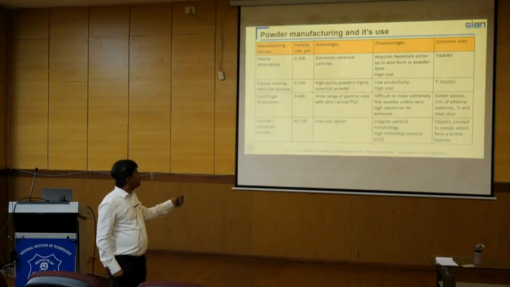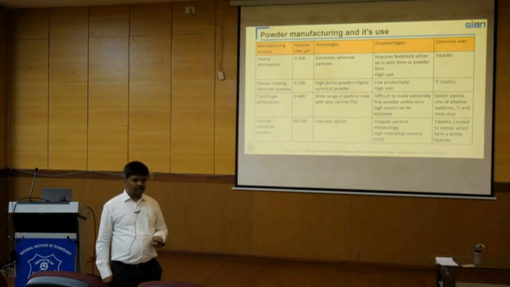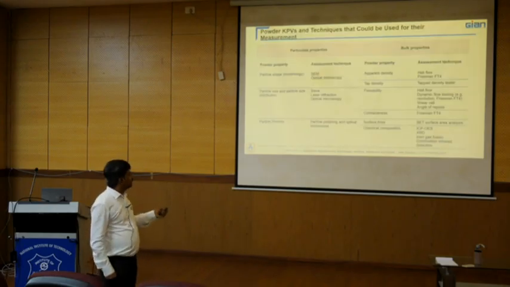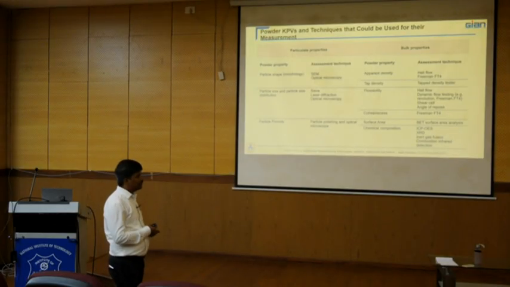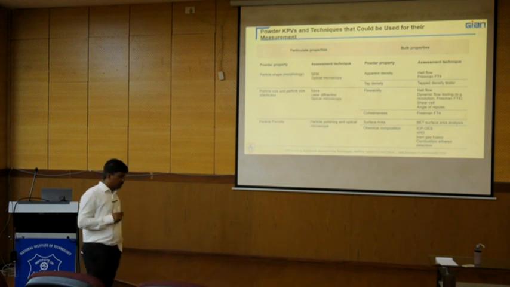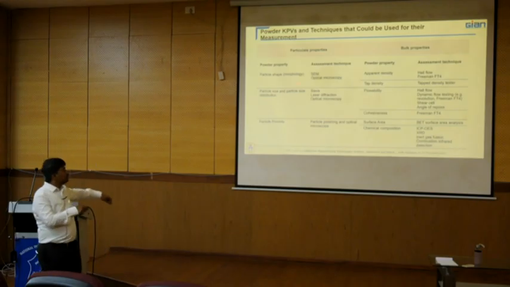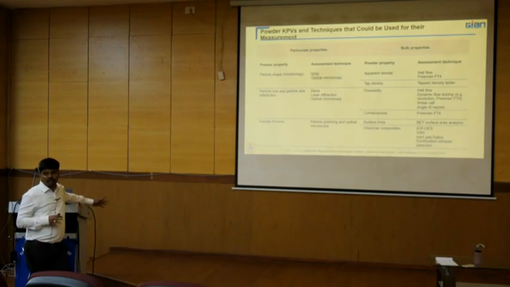That is with respect to powder manufacturing, its advantages and its uses for the AM processes. Now, what are the key variables for these powders and the techniques that can be used for their measurements? The major key variables are the shape and morphology of your powder particles, whether they are spherical, non-spherical or irregular. The shape tells us whether it is spherical or not.